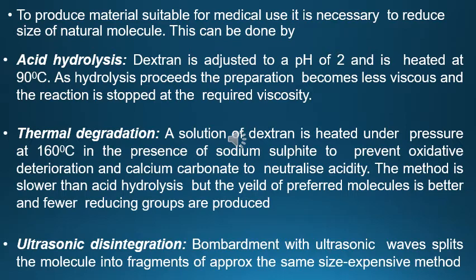The third is ultrasonic disintegration. This is done by bombarding with ultrasonic waves which split the molecule into the desired size. Now this method is very expensive. Out of these three methods, acid hydrolysis is the most preferred method for obtaining the dextran of desired molecular size.